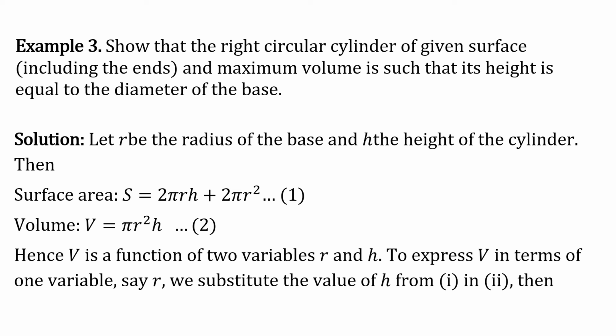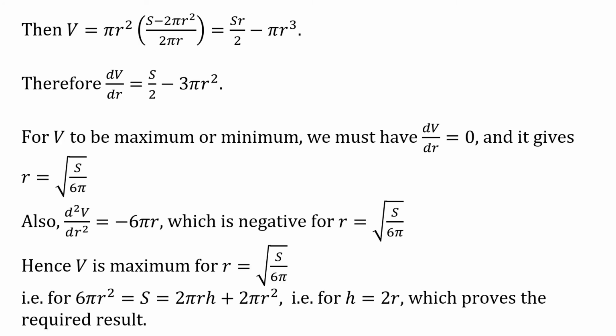Hence, V is a function of two variables R and H. To express V in terms of one variable, say R, we substitute the value of H from equation 1. Then V equals pi R square into (S minus 2 pi R square) divided by 2 pi R, which equals SR by 2 minus pi R cube. Therefore, the first order derivative of V with respect to R is equal to S by 2 minus 3 pi R square.